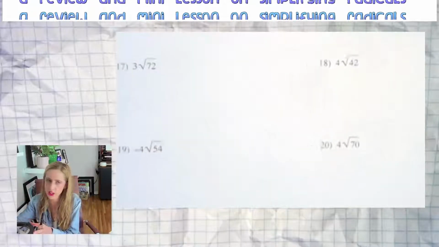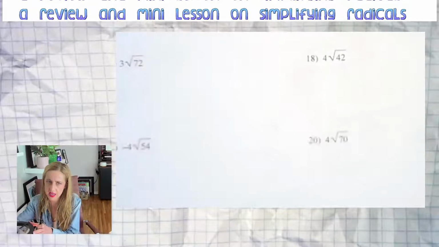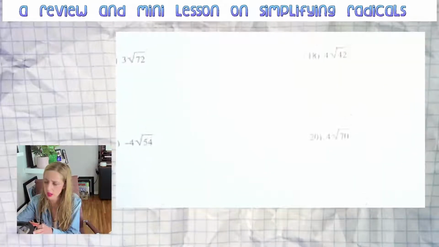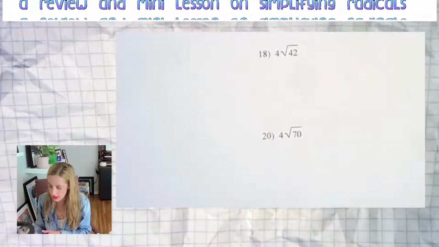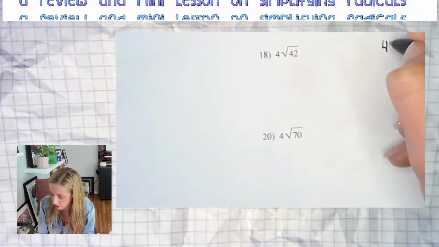4 square root of 42. If you already got 18, well, maybe you don't need help, but maybe we should check it and make sure you're doing it correctly, right? 18. We have 42, and again, that's an even number.